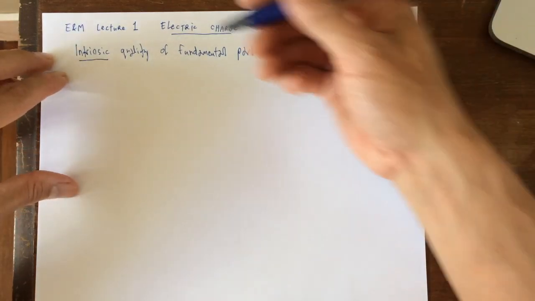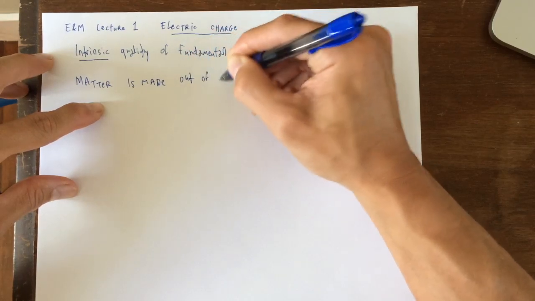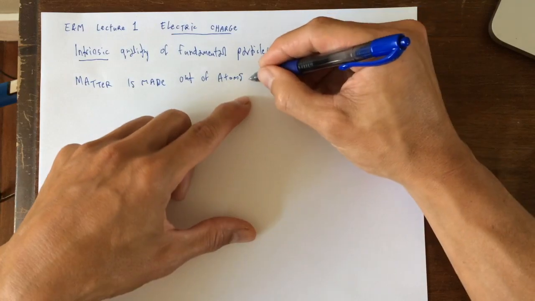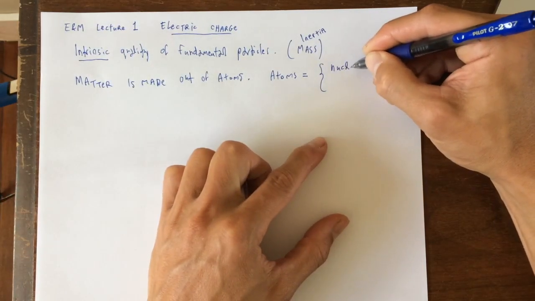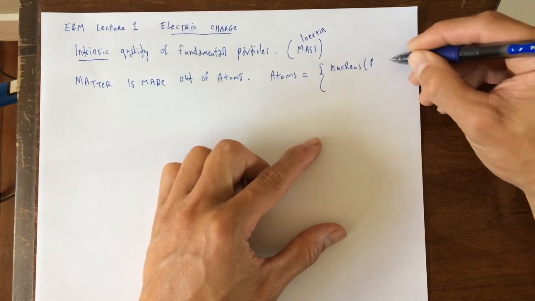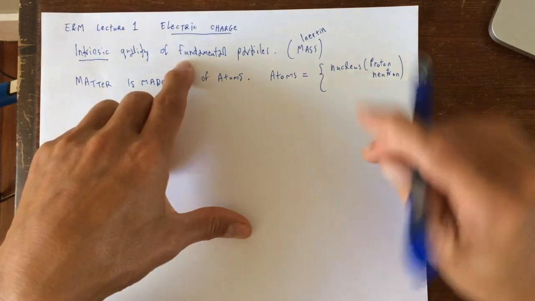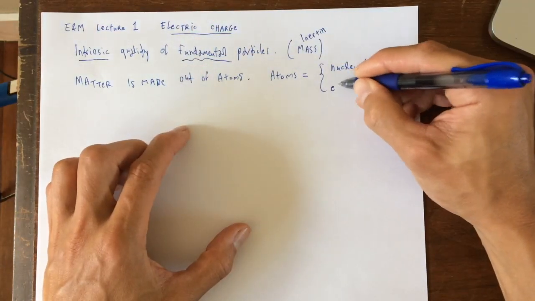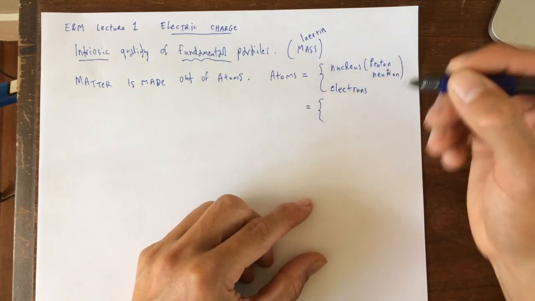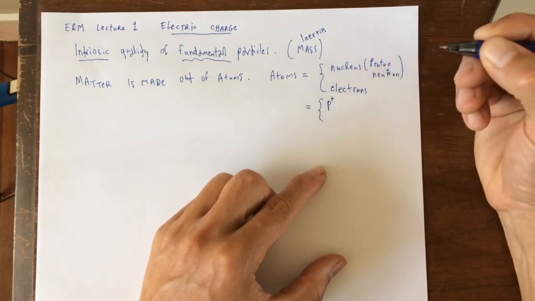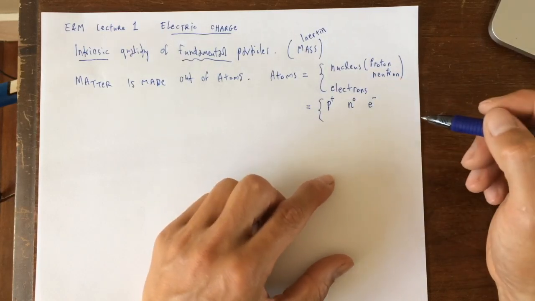Yeah, so matter is made out of atoms, right? No surprise there. And atoms are little systems of a nucleus that is the protons and the neutrons, right? These are examples of fundamental particles that I described earlier. And then there are electrons as well. And so I like to use the symbols p+ for proton, n0 for neutron, and e- for electrons.